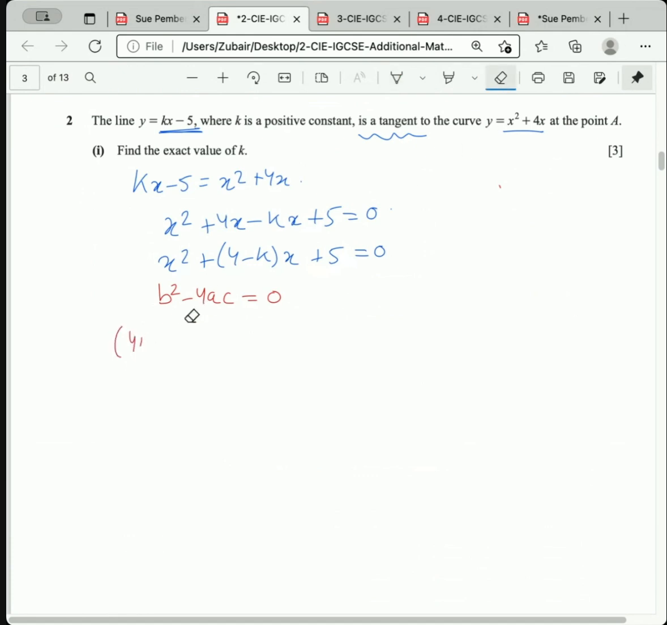4 minus k, squared, minus 4 a and c. A squared plus b squared minus 2ab, minus 20 is equal to 0. K squared minus 8k minus 4 is equal to 0.